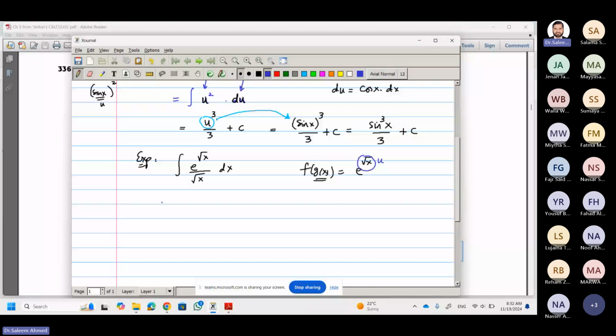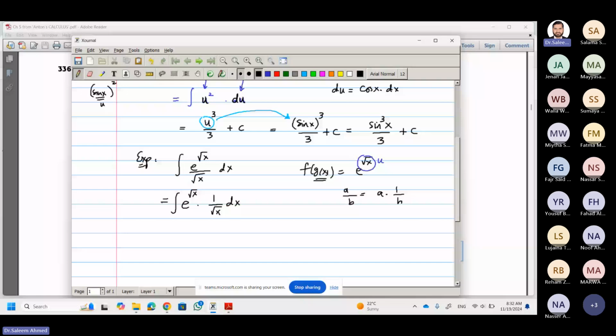So maybe I can rewrite it as integral of e to the power square root of x separately, and I can write 1 over square root of x dx separately. Because it's not a problem. If a and b are divided, I can write it as a into 1 over b. So that's what I did.